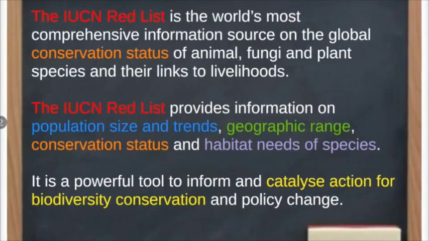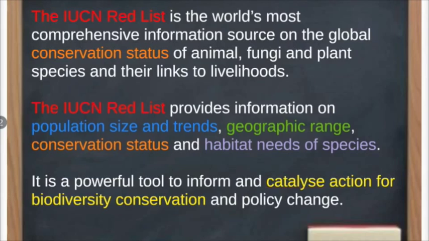The IUCN Red List is the world's most comprehensive information source on animals, fungi, and plant species. Inside the list, it provides information on population size and trends, the geographic range, the conservation status, and habitat needs of species. It is a powerful tool for people who work for biodiversity conservation. With the list, it also categorizes the action for policy change to protect animals.